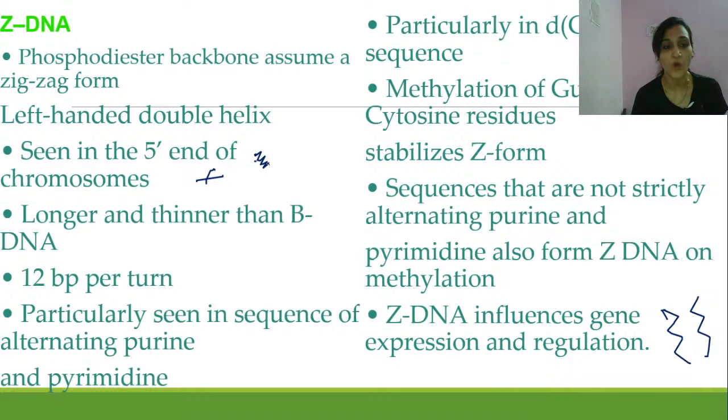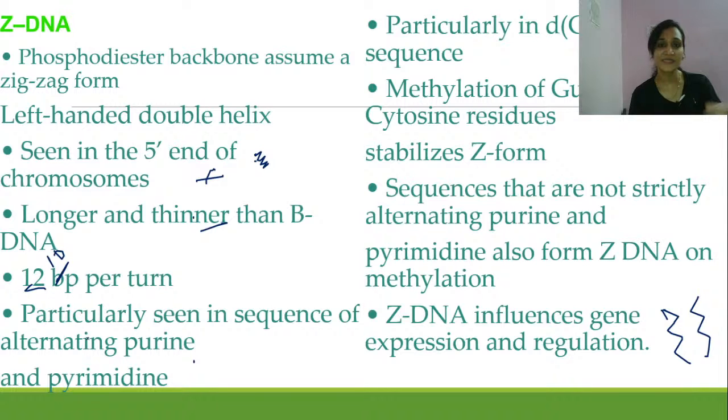Then what is the difference? The first one we have seen, it is left-handed. What are the other differences? They are longer and thinner as compared to bDNA. Then how many base pairs are there in one turn? There will be 12 base pairs in a single turn. And for bDNA, it was 10. So this is the difference.